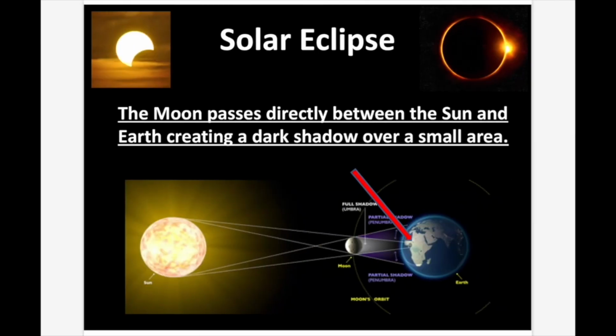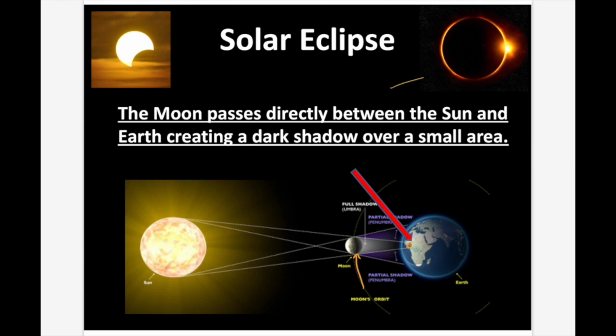Solar eclipse. In a solar eclipse, the moon passes directly between the sun and the Earth, creating a dark shadow over a small area. These are the more famous of the eclipse. That's when during the day it becomes dark, and you can see why. When the moon passes between the sun and the Earth, it's going to block the light from the sun from reaching the Earth. So over that little tiny dark spot you can see right here, circled, that's where it's going to be completely dark for a short amount of time.